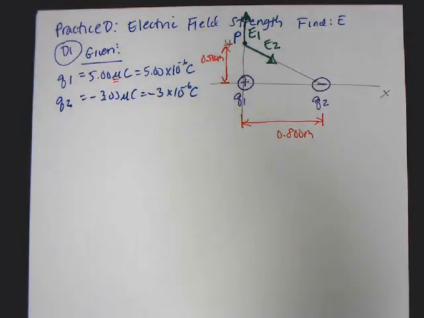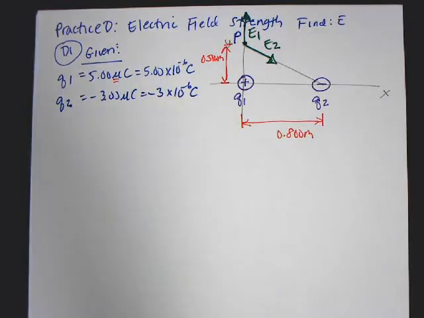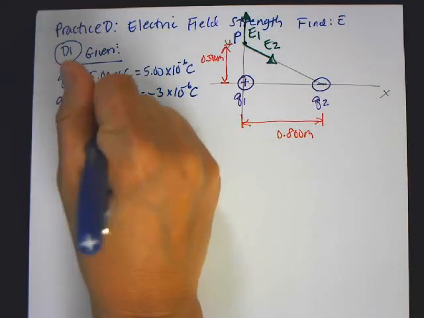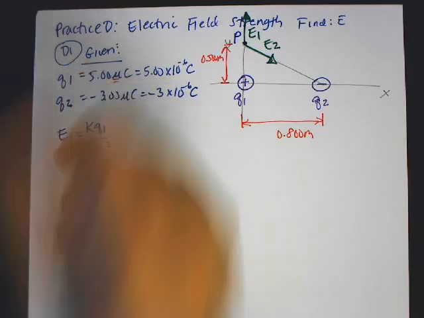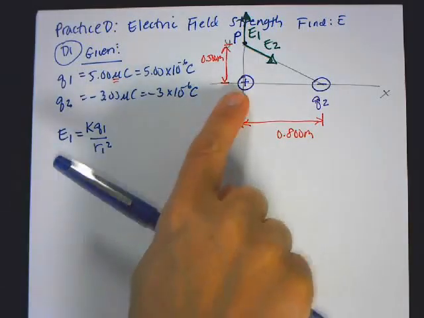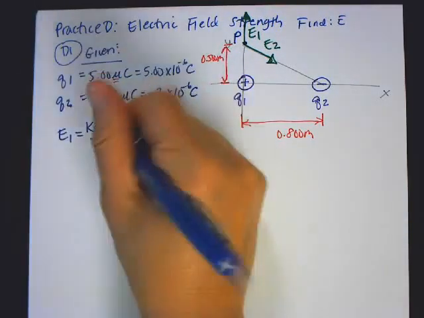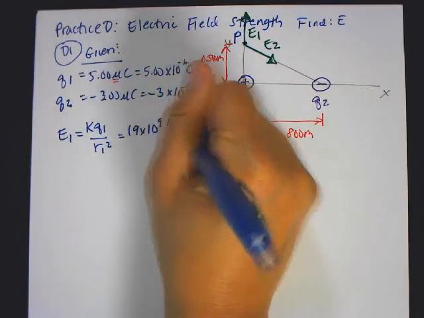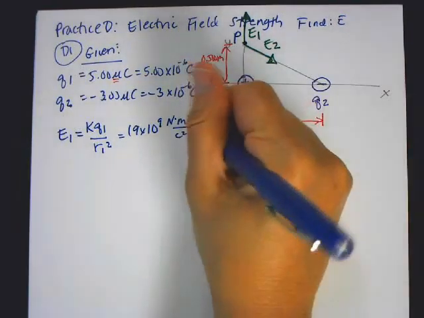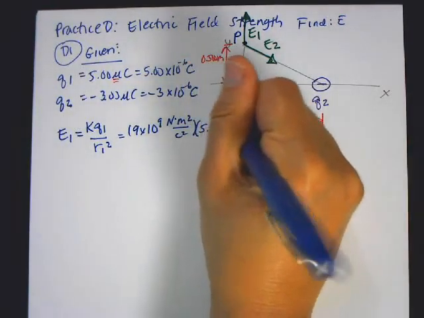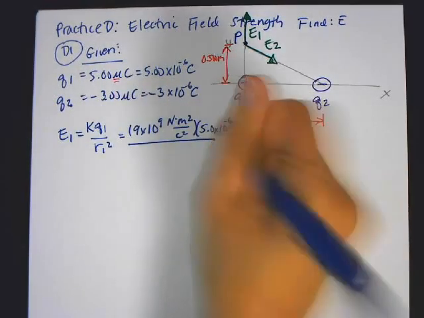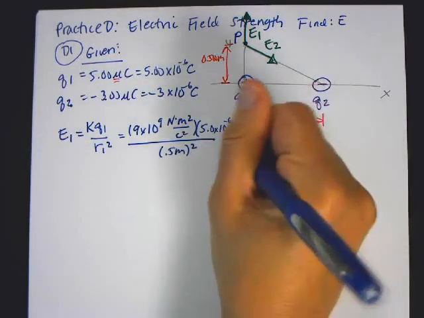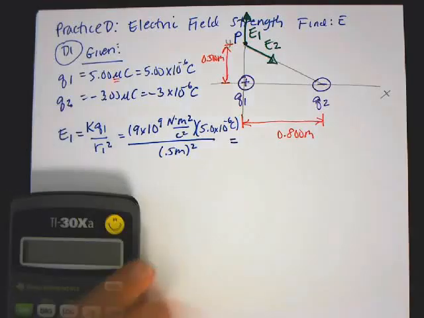Where do I start? Well, first I start with the electric field strength, okay? So the equation is E1 is equal to K Q1 over R1 squared. So this is the distance between this charge and this point P. So that's equal to 9 times 10 to the 9 Newton meter squared per Coulomb squared times Q1, which is 5 times 10 to the negative 6 coulombs, divided by the distance between them. So this is going to be 0.5 meters squared. So now in my calculator, I'm going to do that.